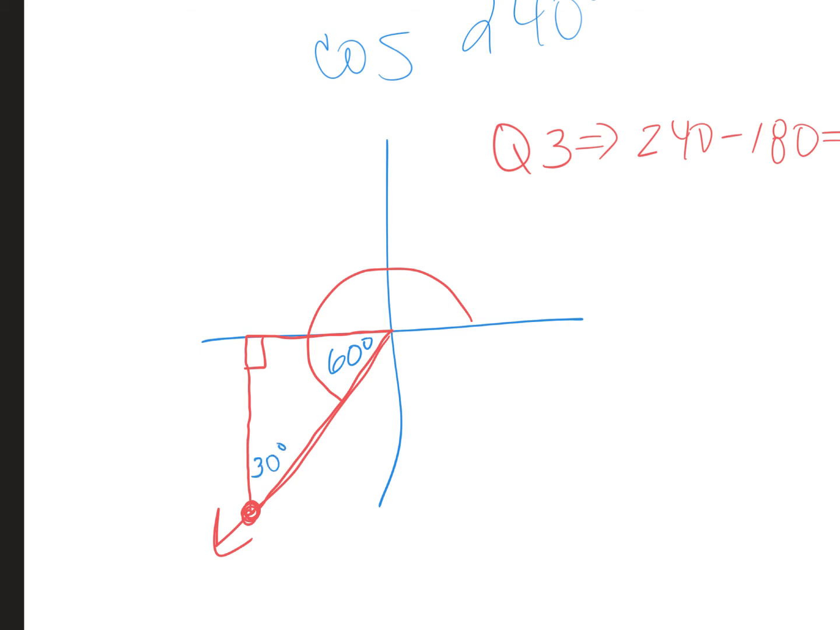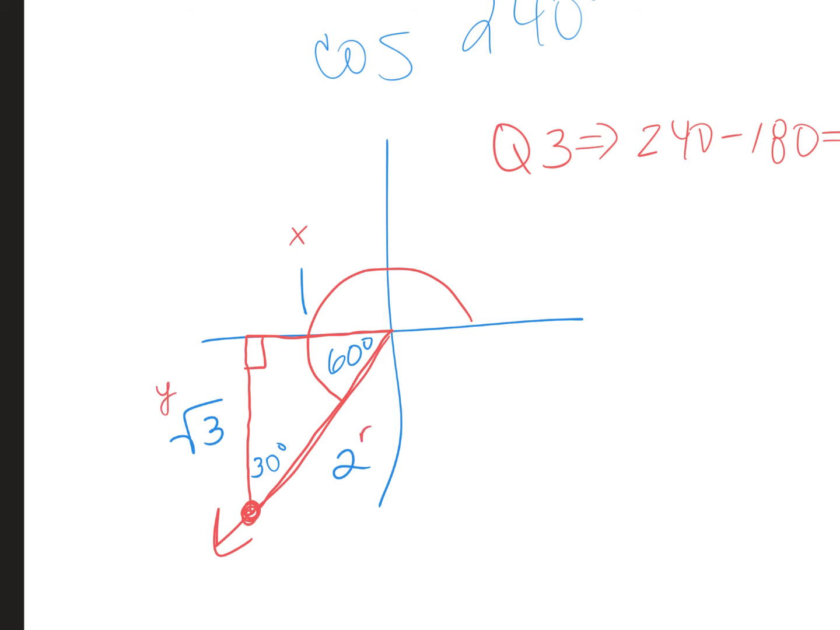What is the pattern for a 30, 60, 90? What's across from 30? 1. What's across from 60? Square root of 3. And what's across from the right angle? 2. Okay, very good. Guys, this is your x value, it's going left and right. This is your y value, it's up and down. And this is your hypotenuse.